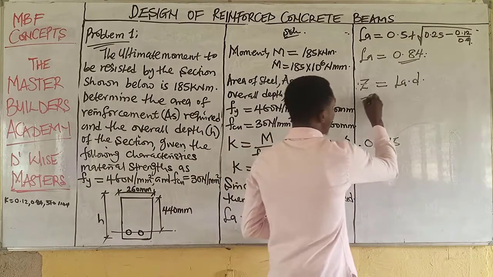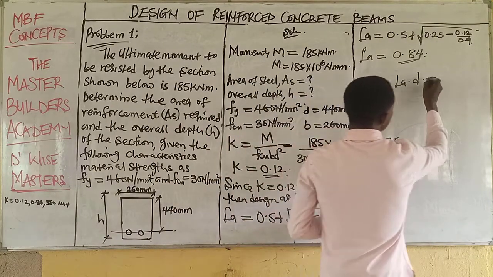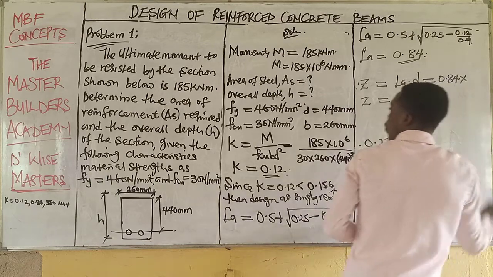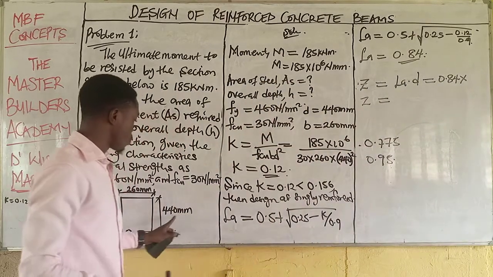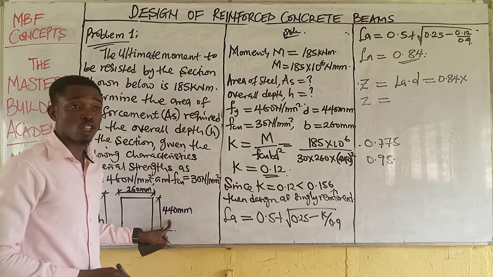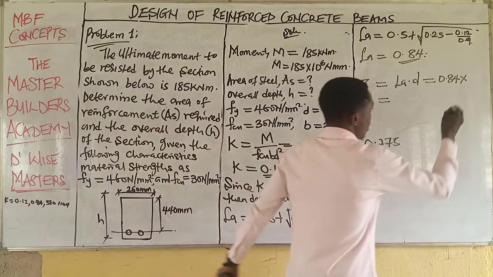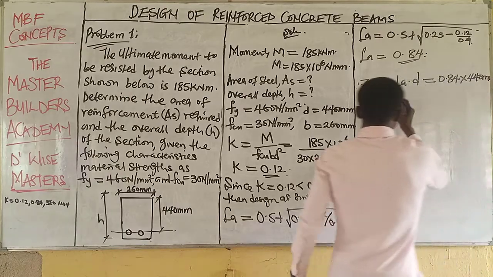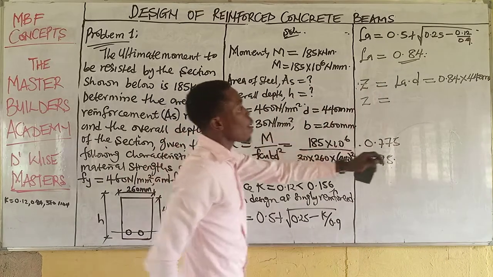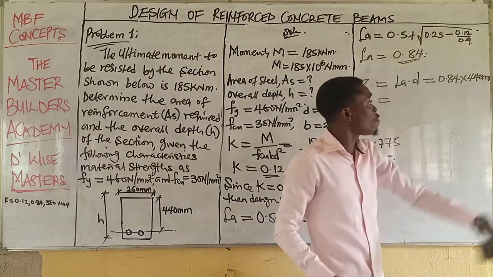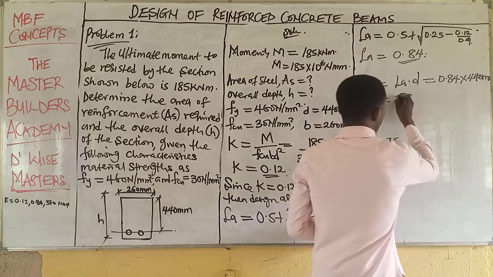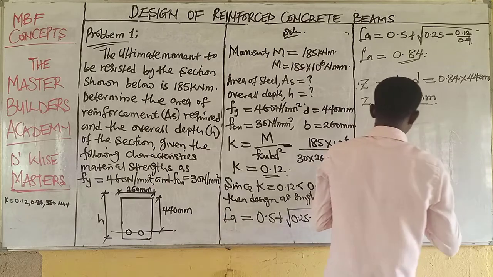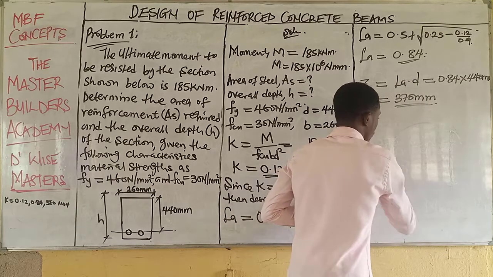So it falls within the accepted range. Then we have that Z is equal to 0.84 multiplied by what is the effective depth of this concrete? The effective depth of the beam section is 440 millimeters. Guys, when we multiply 0.84 by 440, we will have this as 370 millimeters. This is the lever arm value.